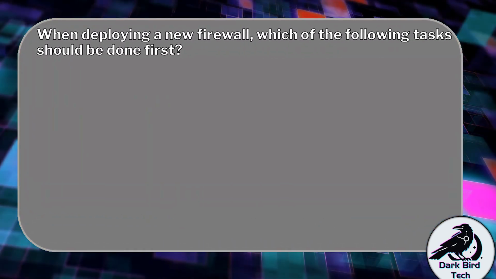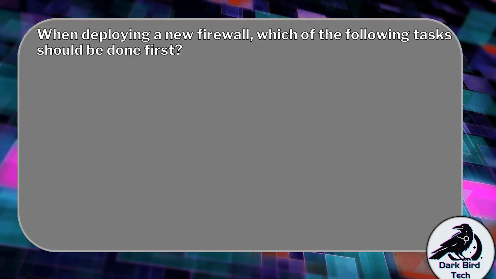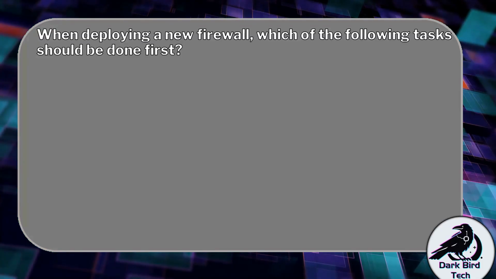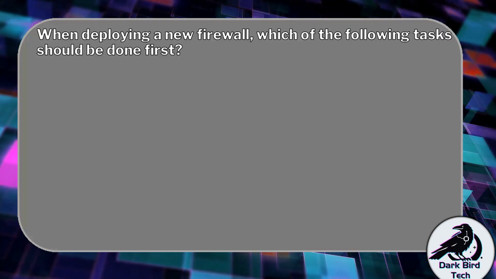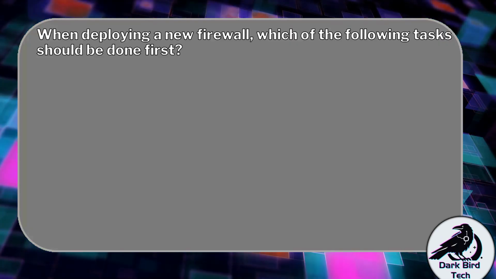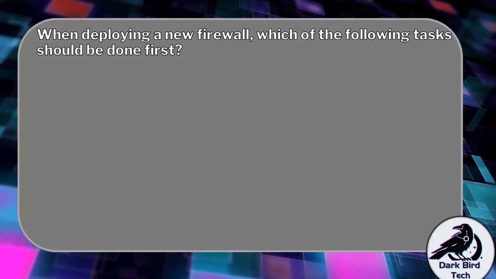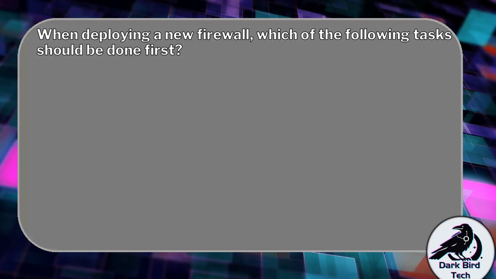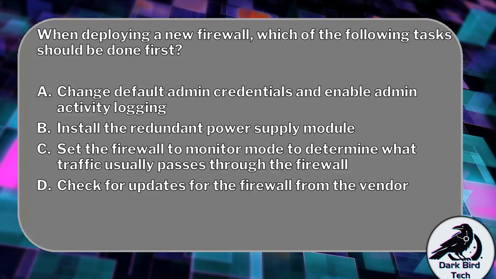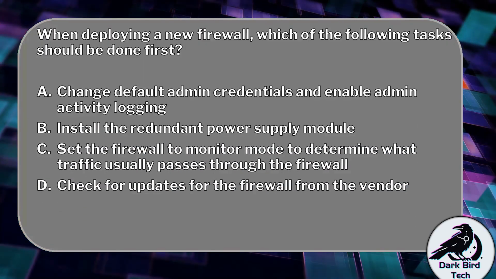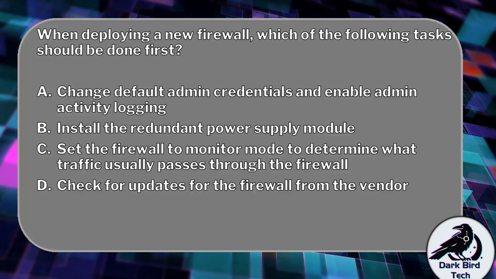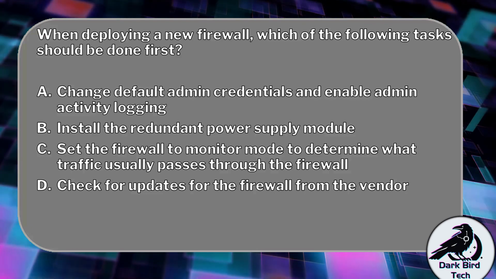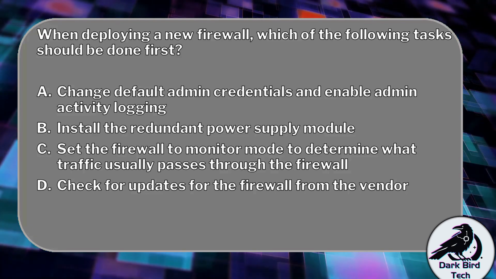to our last question. When deploying a new firewall, which of the following tasks should be done first? This should be interesting. I'll let you think about what you would want to do first on a firewall. Think about your options. Pause if you want to. Otherwise, our options are A, change the default admin credentials and enable admin activity logging. That does sound good. B, install the redundant power supply module. That also sounds good.